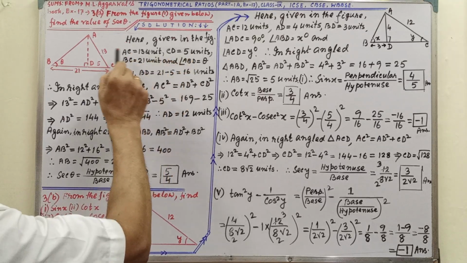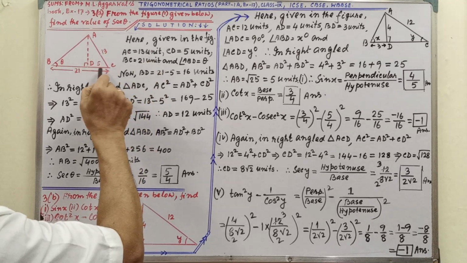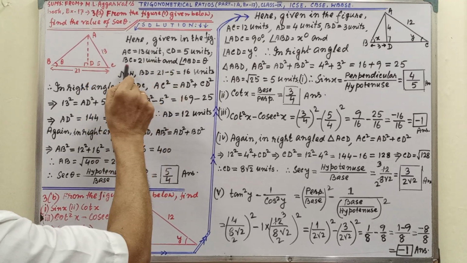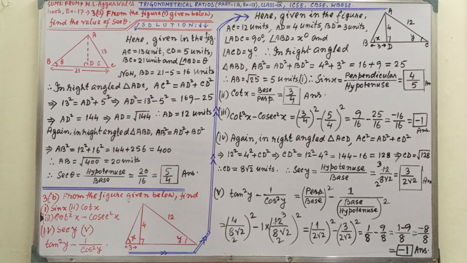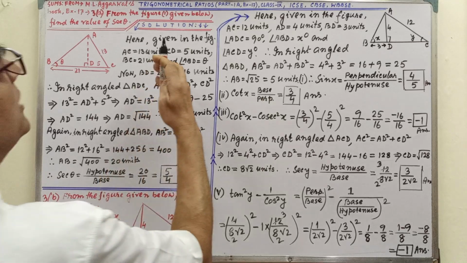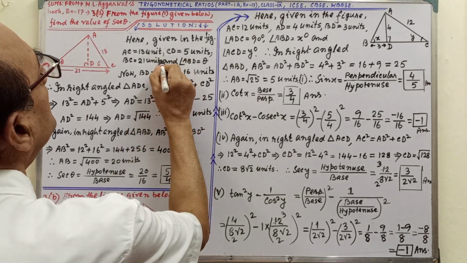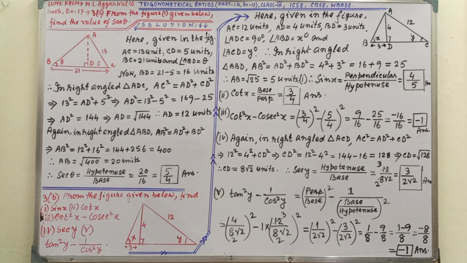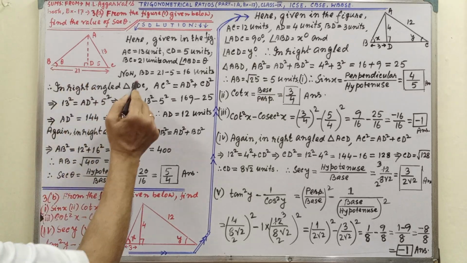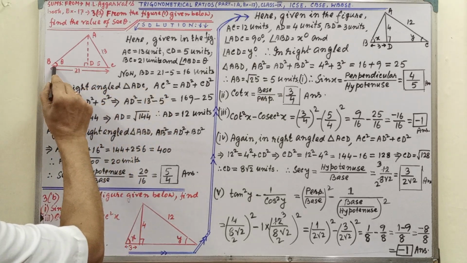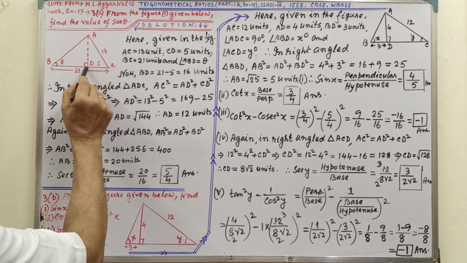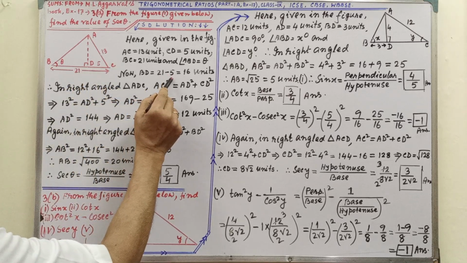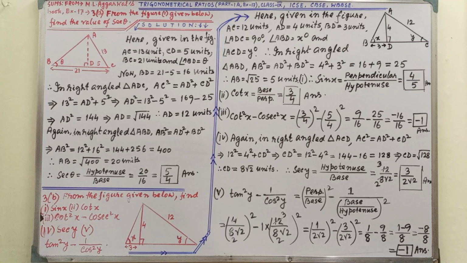Given in the figure, AC equal to 13 units, CD equal to 5 units and BC equal to 21 units. That is given in our question. This will be in units. Now we have to find out the length of BD. How will you get the length of BD? BD equals BC minus CD, that is 21 minus 5. So 21 minus 5, that is 16 units.